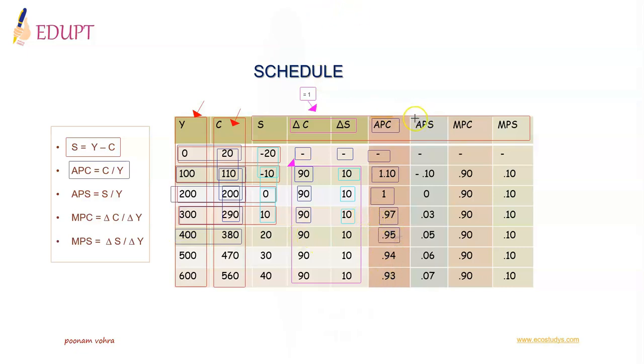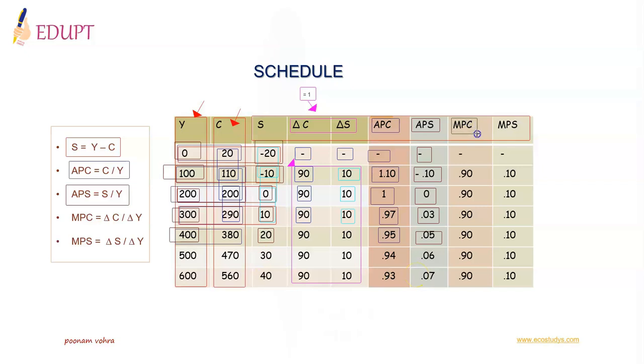Similarly, one can find average propensity to save, which is S by Y. That is, in the first case, it is not defined because it is minus 20 by 0. Then it is minus 10 by 100, minus 0.10. Then it is 0 by 200, it is 0. Then it is 10 by 300, you have 0.03. Then it is 20 by 400, 0.05 and so on.